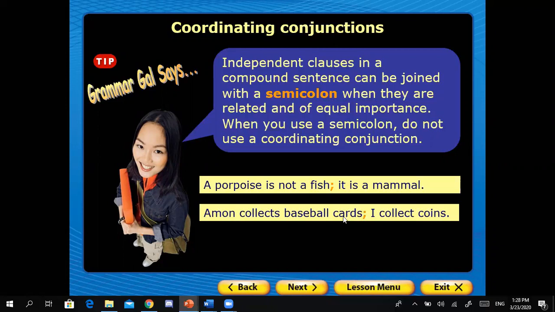We have a golden rule here, Mr. Anthony. If you can use one of the fanboys to connect two clauses, you can use a semicolon. And the second sentence is also related: Amon collects baseball cards. I collect coins. So both are collecting things. Therefore they can use a semicolon. You can use a semicolon instead of and or but.